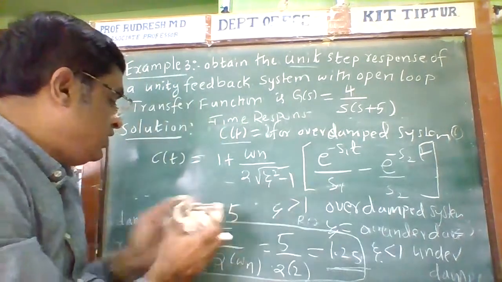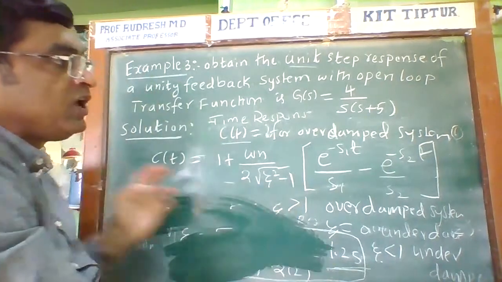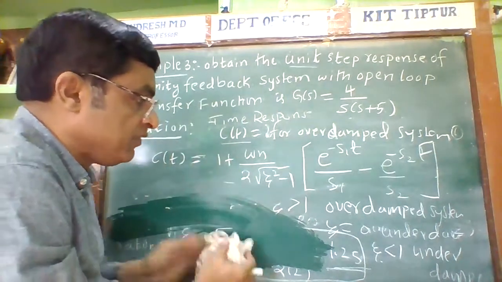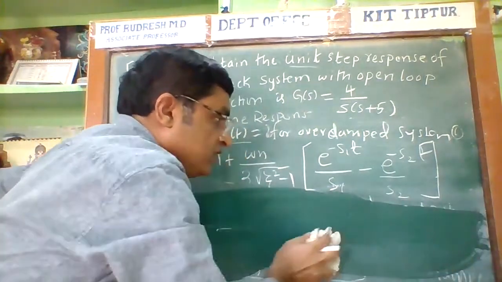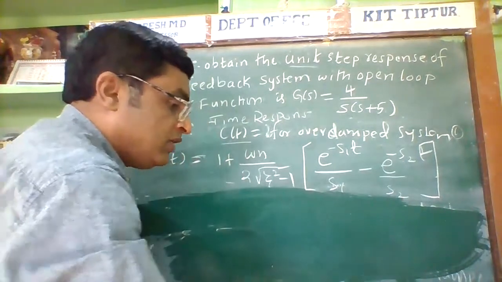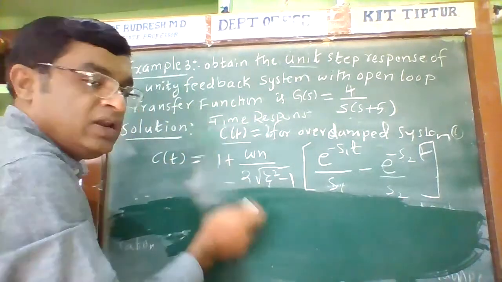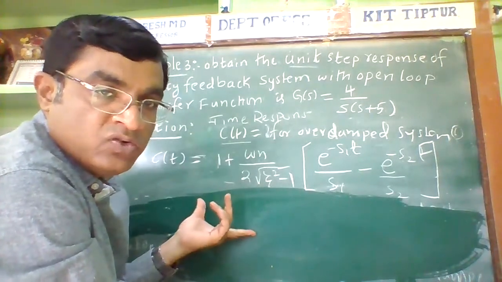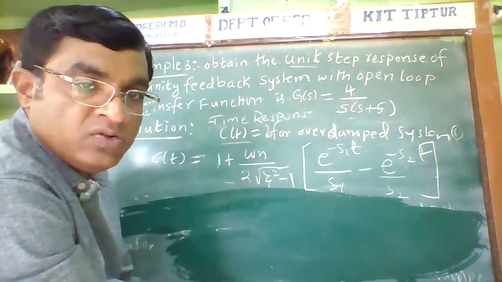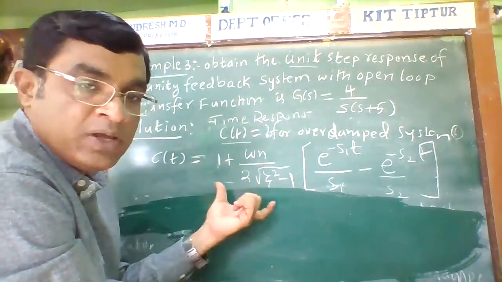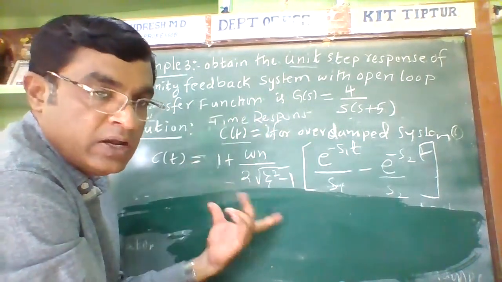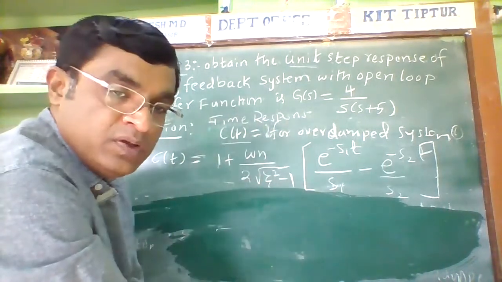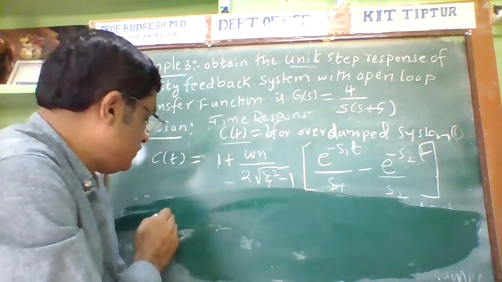So once we calculate the damping ratio, we know which system it is, and then we know which of the 4 equations to choose. Here the damping ratio was greater than 1, so we chose this equation. The time response equations are given in the notes for the underdamped system, the overdamped system, and the critically damped system. Now go through the class notes. Now the C of t value has come.